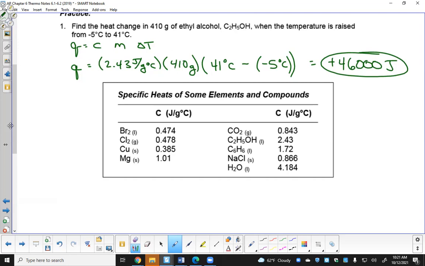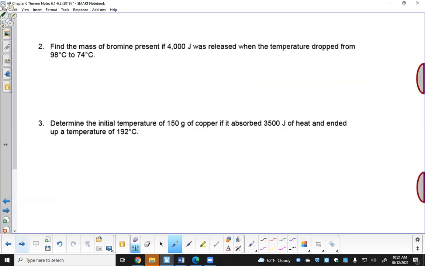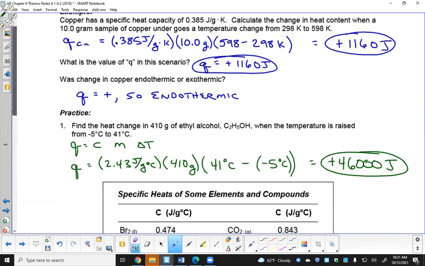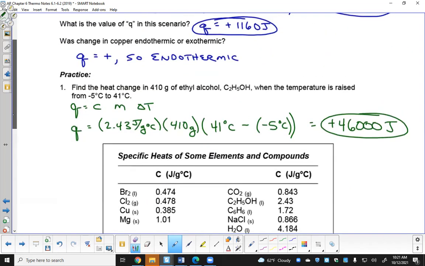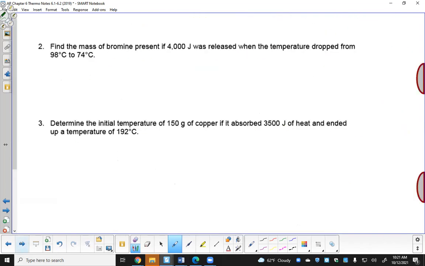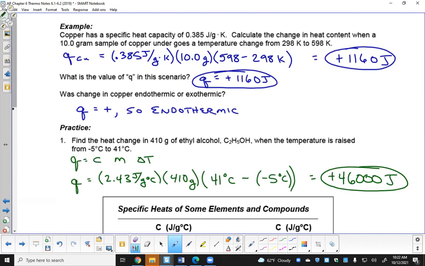We'll talk more about the ramifications of heat capacity down the road. I think there was a problem underneath that. Maybe it's at the top of this page. Cool. Am I missing a problem?